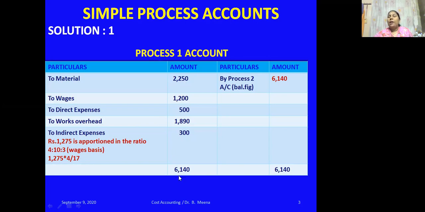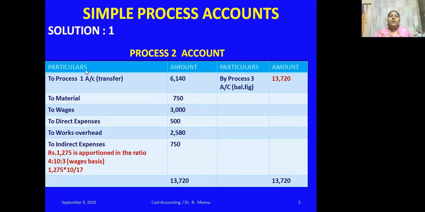Whatever amount I'm getting on the debit side, that is the cost of the output of process 1. So this cost of the output for process 1 will transfer to the next process. Since it's a simple process account, it will be like that. Then process 2, I transfer from process 1, 6,140. The same way I debited all the expenses, and then the indirect expenses, 1,275. Out of this, 10 by 17 means 750 is the value.